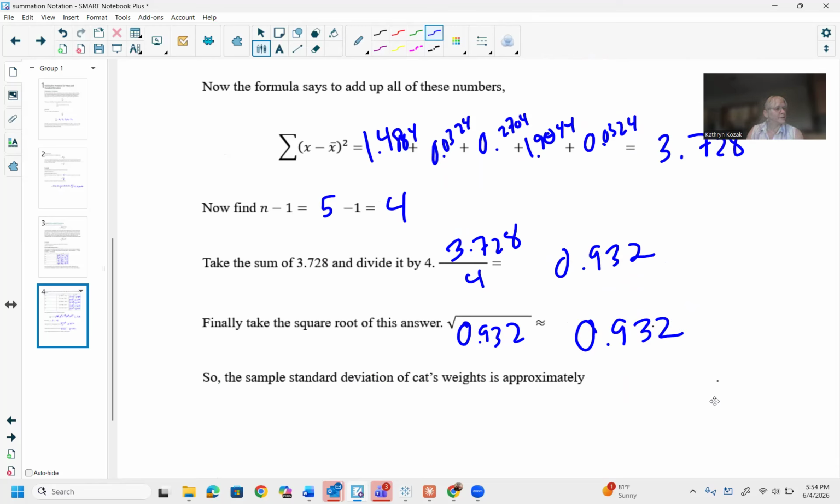So the standard deviation of the cats' weights is approximately... oh, sorry, I wrote the wrong answer. Give me a second. The square root of 0.932 is 0.965. There we go. So the standard deviation of the cats' weights is approximately 0.965 pounds.